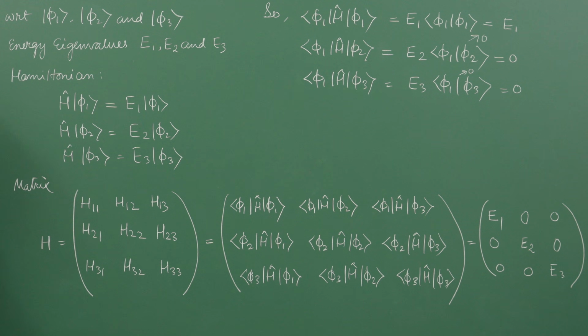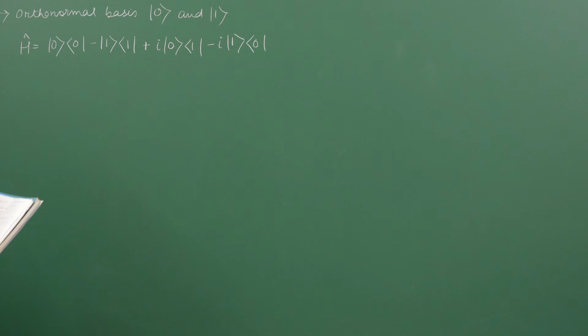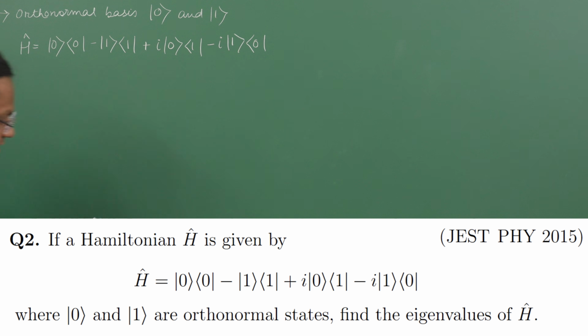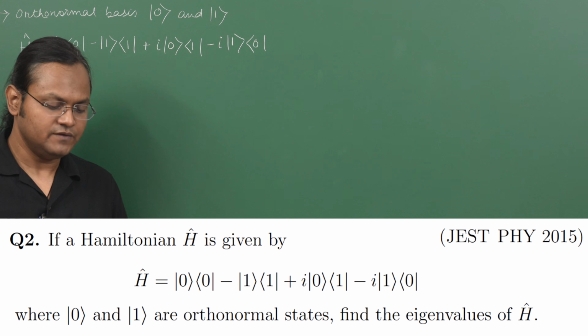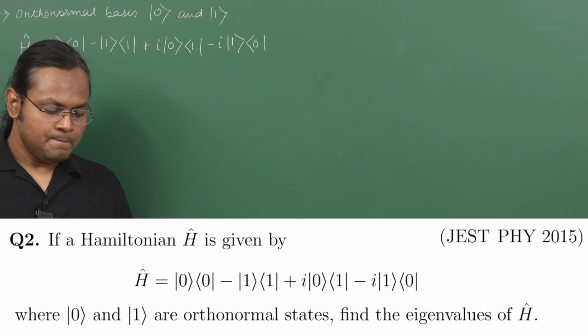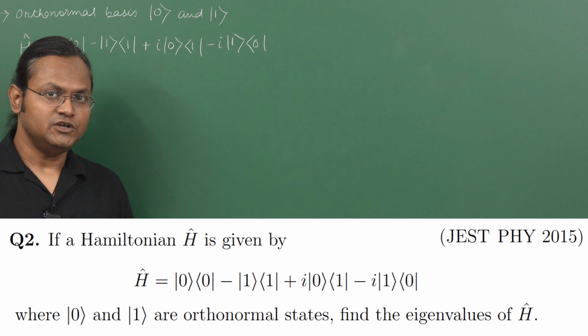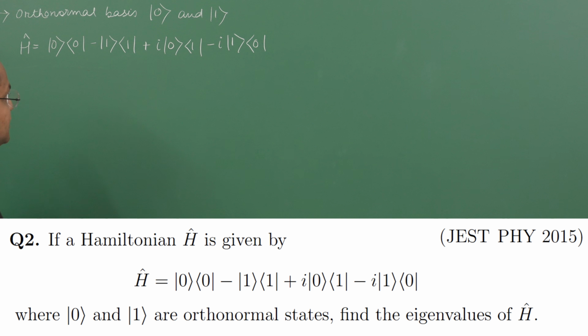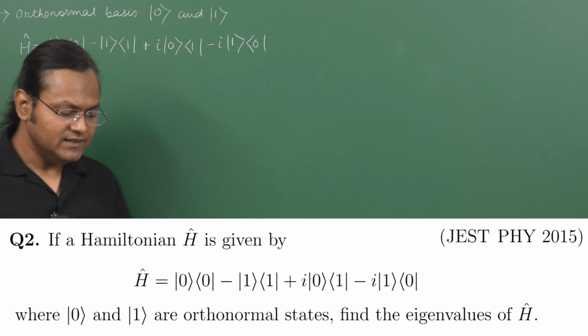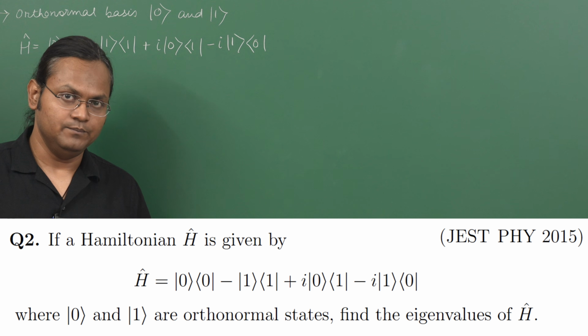It's a very simple, very easy question. Now this next question is from a popular physics examination in India, JEST Physics 2015, and I would ask you guys to pause the video and try to solve this question yourself. If a Hamiltonian H is given in this manner, where 0 ket and 1 ket are orthonormal states, then find the eigenvalues of this Hamiltonian.